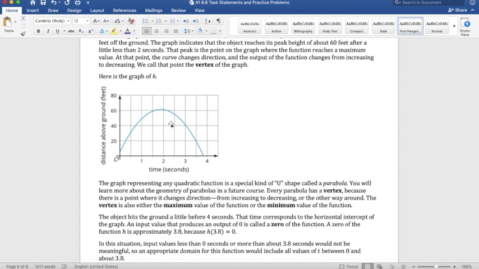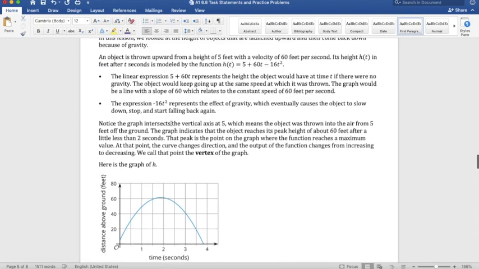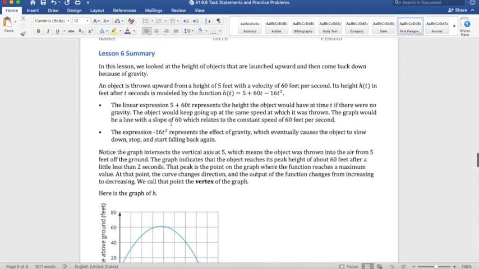All right. So let's just walk through real quick the notes. So basically, to summarize, we talked about how each of these three parts of the equation sort of combined the linear form mx plus b with the effect of gravity. So like again with this, the original height of this object being launched was 5 feet, and it was going upwards at 60 feet per second, and then gravity was bringing it back down.